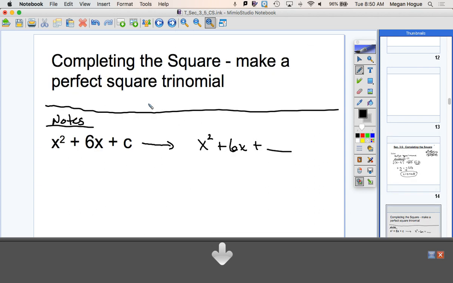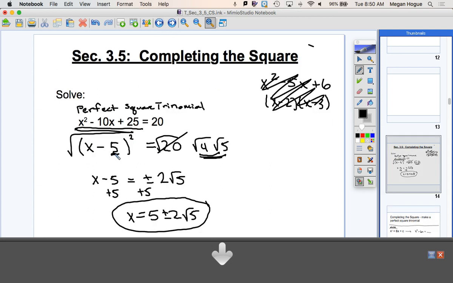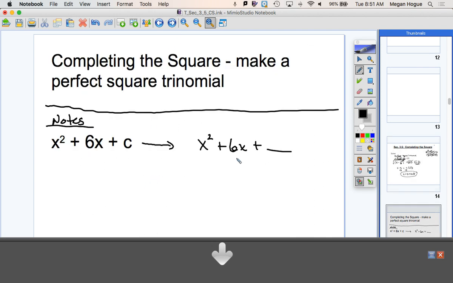Okay, so we need to figure out how to get this number because I know this one. This number is half of the x term, and then I could go over here to get that blank number. So here's what's happening. I'm going to take half of this. That's 3. And then if I square that, that's 9.